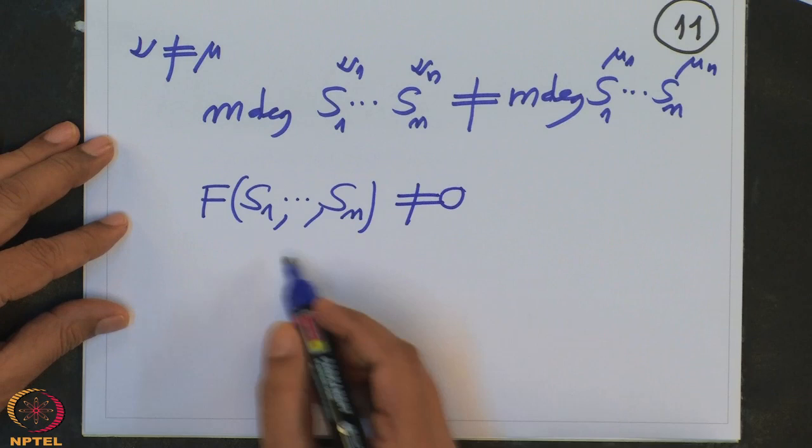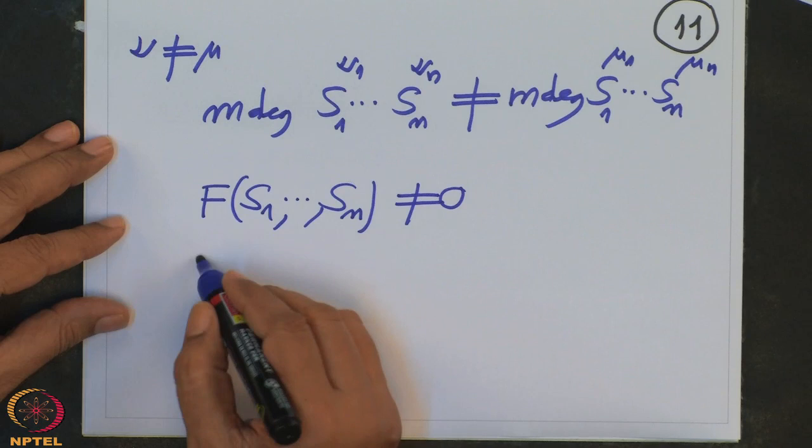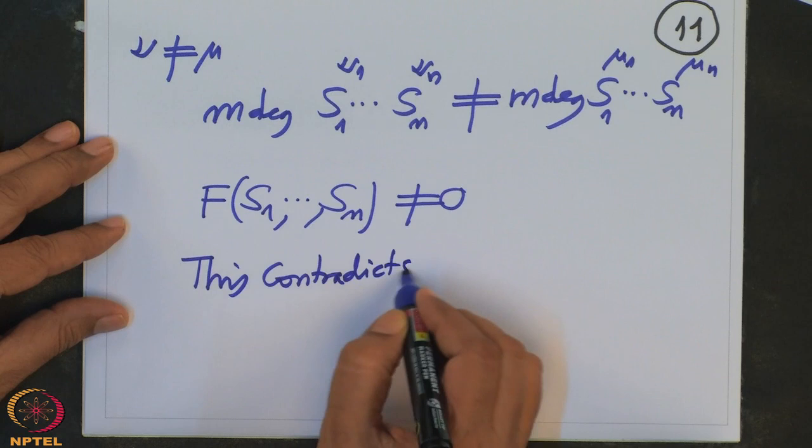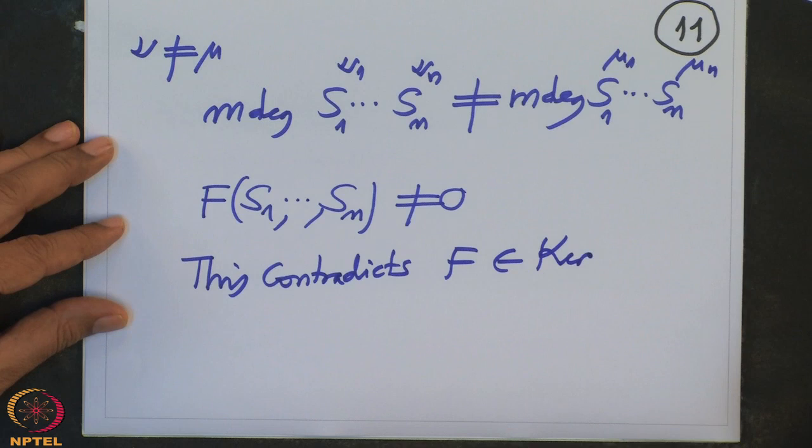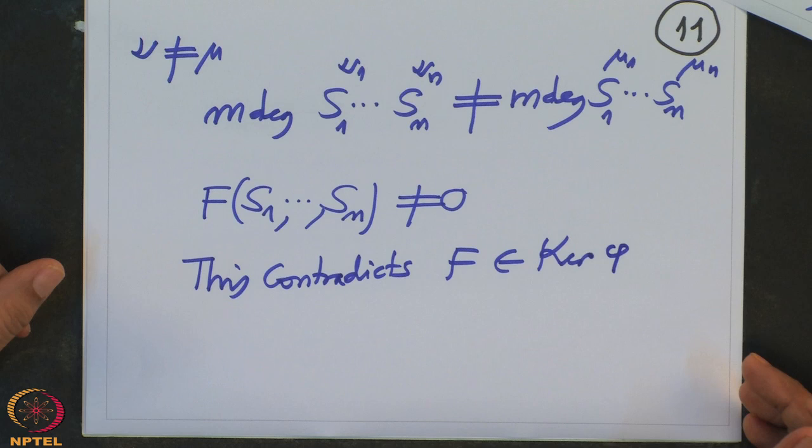But we are assuming that f is in the kernel. So this contradicts f belonging to the kernel of phi. Alright, so we have proved corollary 2, that the variables s1 to sn are algebraically independent over k.